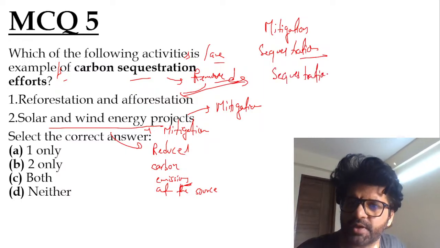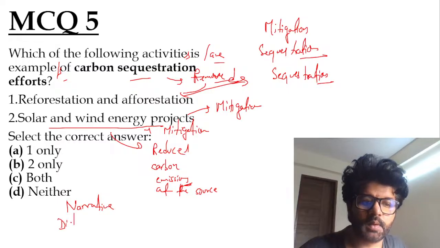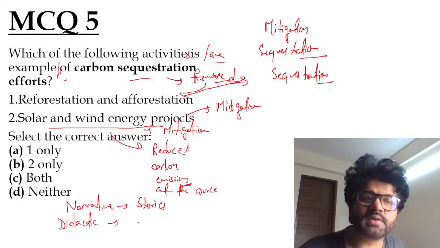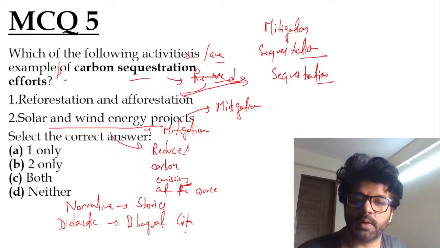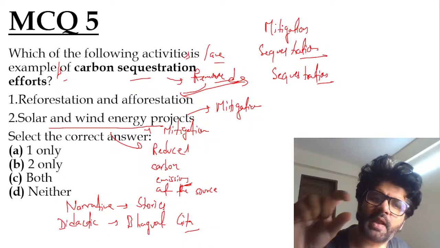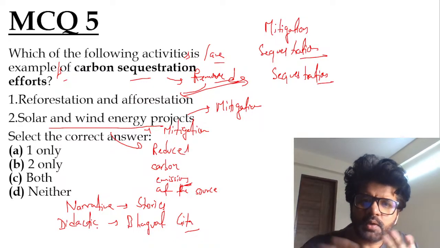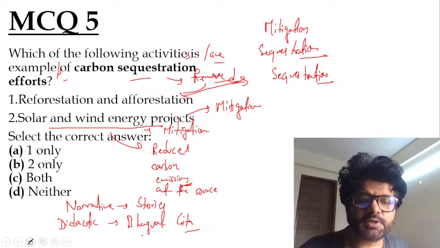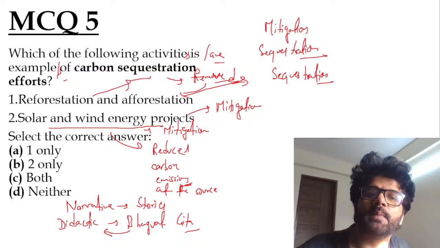Primarily, I will give you another example. When you read books, you read about different types of text: narrative text and didactic text. What is narrative text? Narrative text contains stories like Panchatantra, etc. Didactic text contains moral instructions like the Bhagavad Gita, what you should do, what you should not do. Karam karo, phal ki chinta mat karo, do your duties. So, didactic instructions. But not every book is purely one; it can have some component of narrative and some of didactic, a mixture of both. What we are trying to say is the Bhagavad Gita is primarily didactic. It contains moral instruction. Similarly, reforestation and afforestation are primarily sequestration projects.